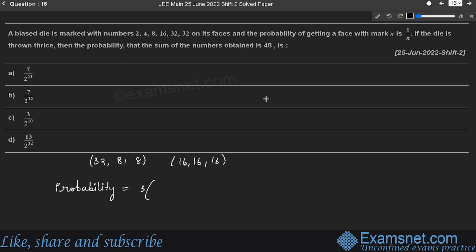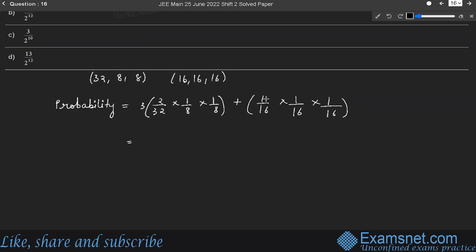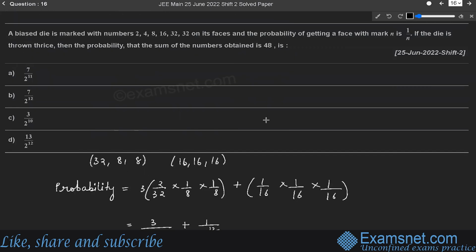will be equal to 3 into 2 by 32 into 1 upon 8 into 1 upon 8 plus 1 by 16 into 1 by 16 into 1 by 16. So it can be further written as 3 upon 2 power 10 plus 1 upon 2 power 12. So this will be equal to 13 upon 2 power 12. Therefore, we can say that the correct answer here is option number D, which is 13 divided by 2 power 12.